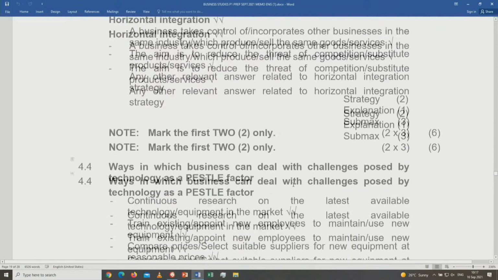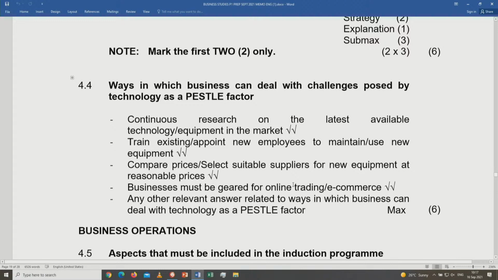Let's look at the responses. Ways in which business can deal with challenges posed by technology. For example, continuous research on the latest available technology or equipment in the market, 2 marks. Train existing or appoint new employees to maintain or use new equipment. Compare prices or select suitable suppliers for new equipment at reasonable prices. Businesses must be geared for online trading or e-commerce, and so on. So when you look at these responses, they are also there in the notes. So it was a very interesting question in this paper, but still relevant to what is being asked.